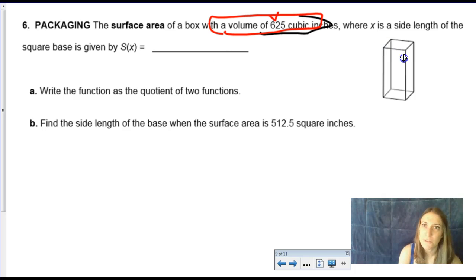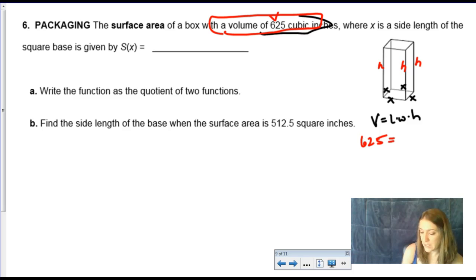We're going to do some substitution in a second. So all the sides of this is like a square base. They're going to call it x. And then the height, I have no idea how long the height is, so I'm just going to call it h. So all these guys are h's. So I know to find the volume of a box, it's length times width times height. So according to this equation, the volume is 625. And then the length and width are x times x, and then the height is some mystery h.